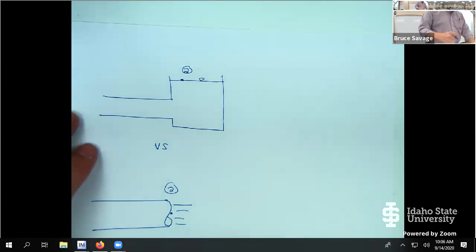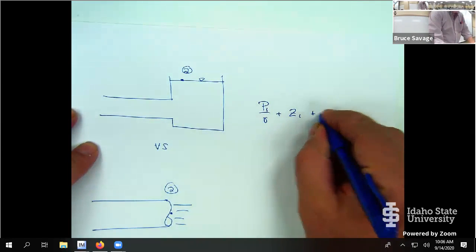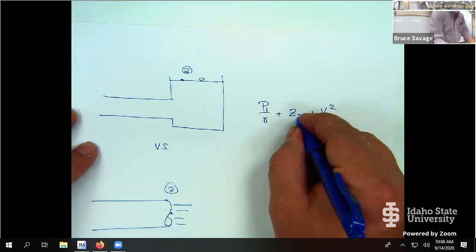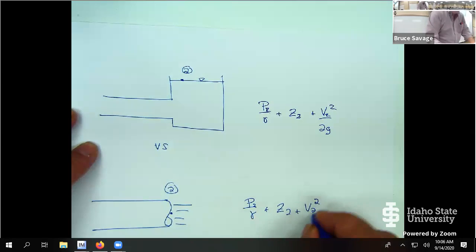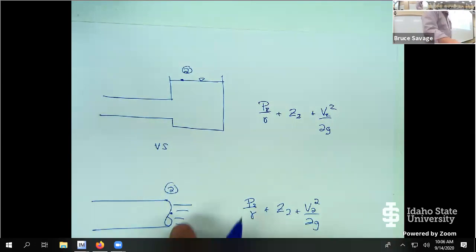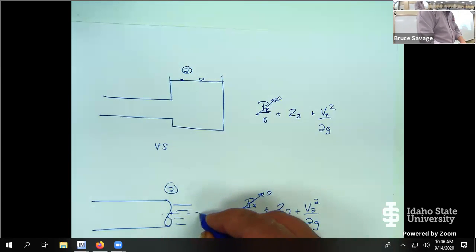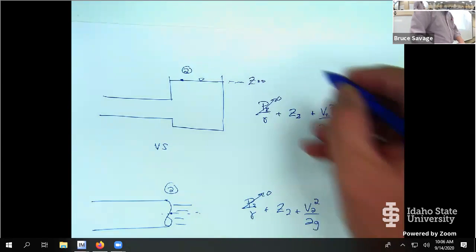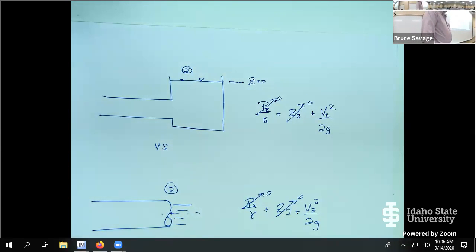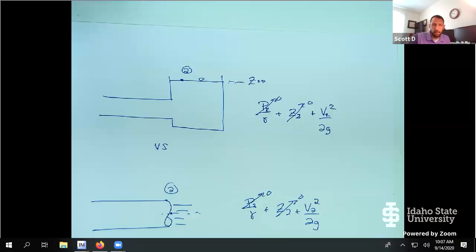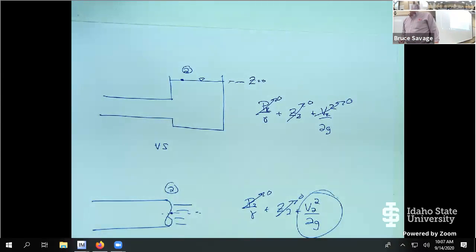When I write the right-hand side of the energy equation, P2 over gamma plus Z2 plus V2 squared over 2g, I need to put 2's there, not 1's. Now, for both of these, what's the pressure? 0, right? So these are both going to go to 0. And if we assumed that this was through some center line, and this happened to be my datum as well, it may or may not be, then that goes to 0, right? What about the velocity? What's the velocity of the first one? 0. Thank you. This goes to 0. Does this one go to 0? No, it does not.